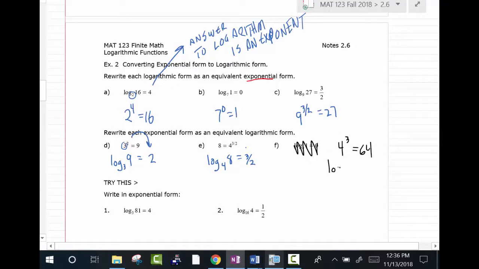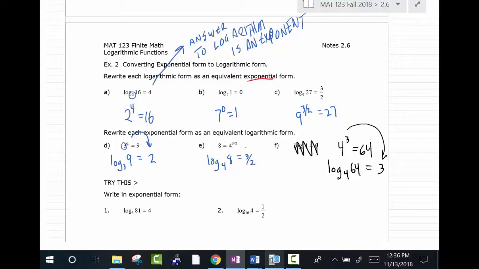So this would go like this. We'd have log base 4. The answer is 3. The answer is the exponent of 64. Okay, like that. So you just want to do those things backwards. To me, it's always easier for students to go log to exponential than this one. So that first row is simple.